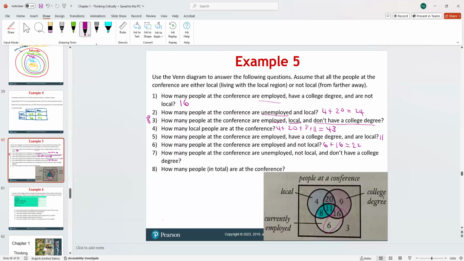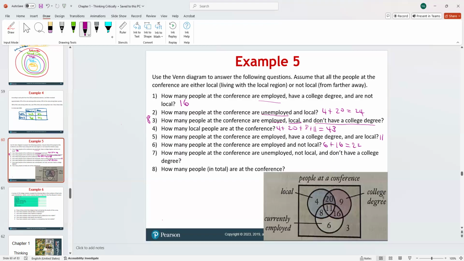Let's go for the next one. I know that requires a lot of thinking, because that's why we call it critical thinking, or thinking critically, because sometimes you need to do some analysis of the data provided. How many people at the conference are employed, not local, and don't have a college degree?